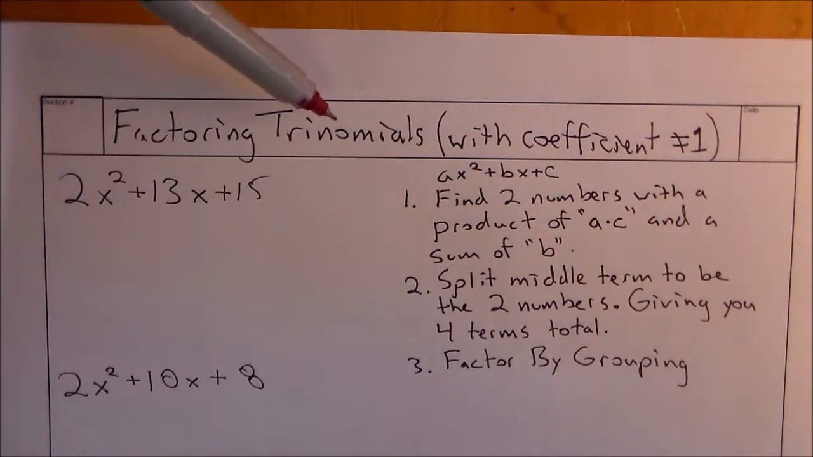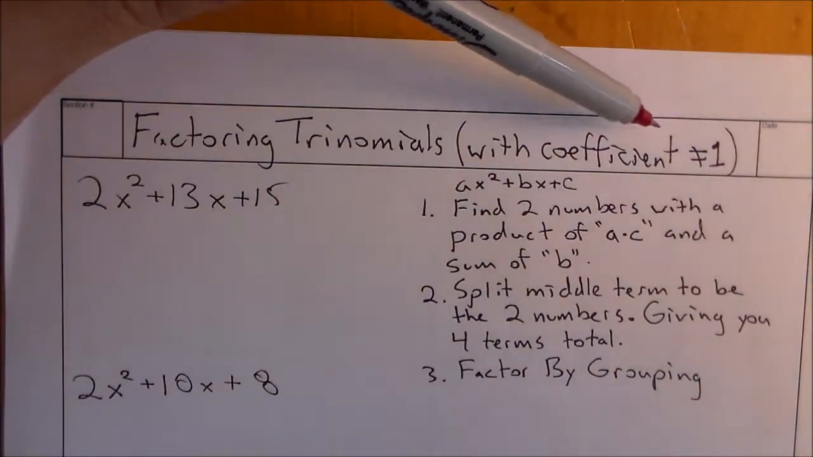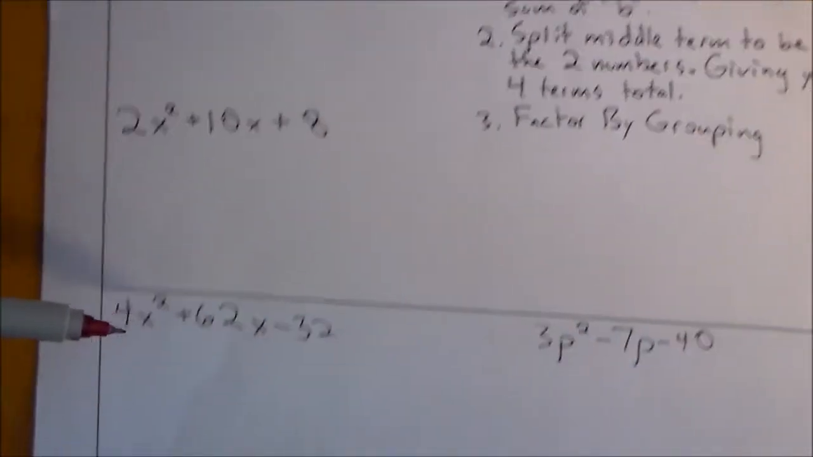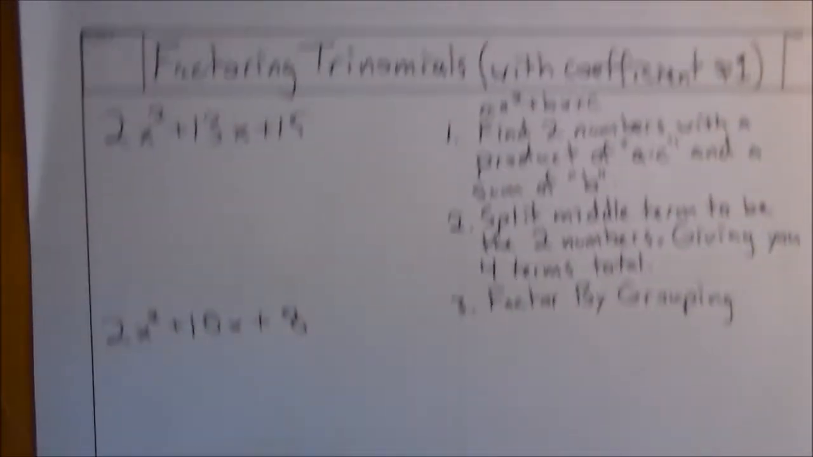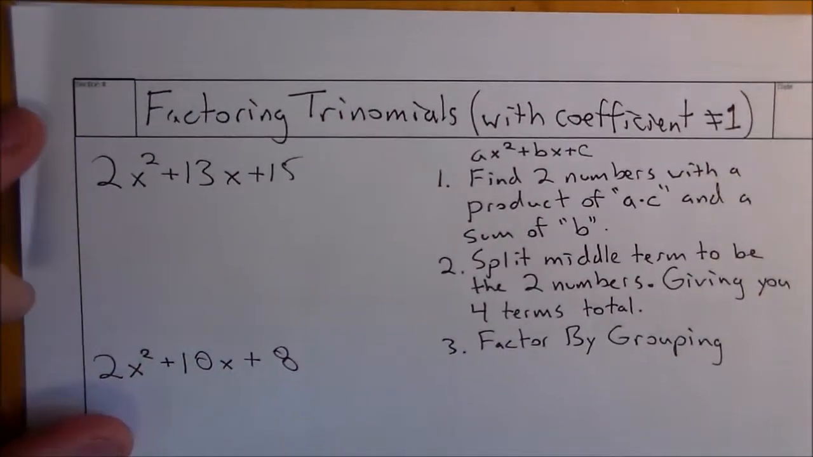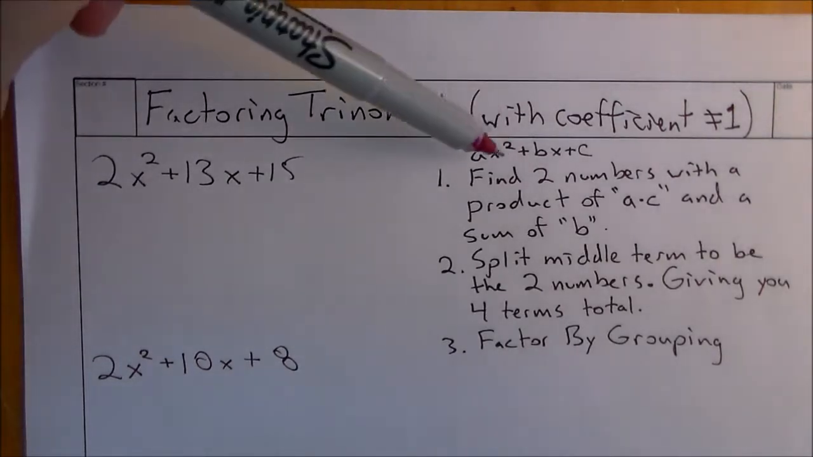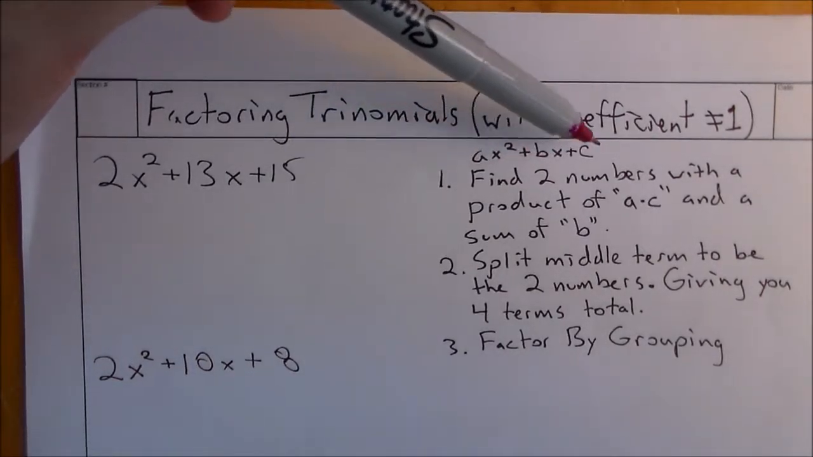Now we look at factoring trinomials with a coefficient that's not equal to 1. And what we mean there is we have a coefficient out in front: 2x squared, 4x squared, 3p squared. It's not 1. So these will be the rules that we follow for that. It would actually even work if it's 1, but that's another video. So these are of the form ax squared plus bx plus c.